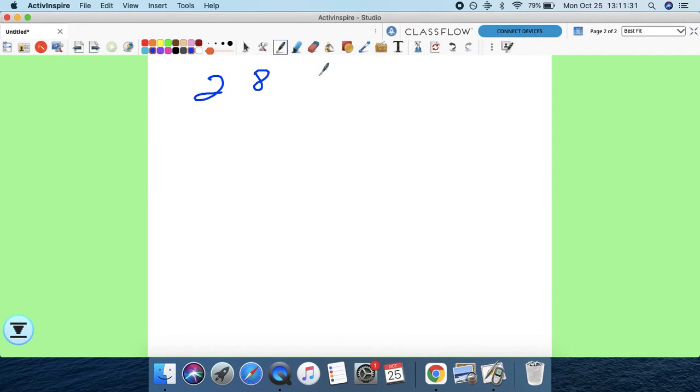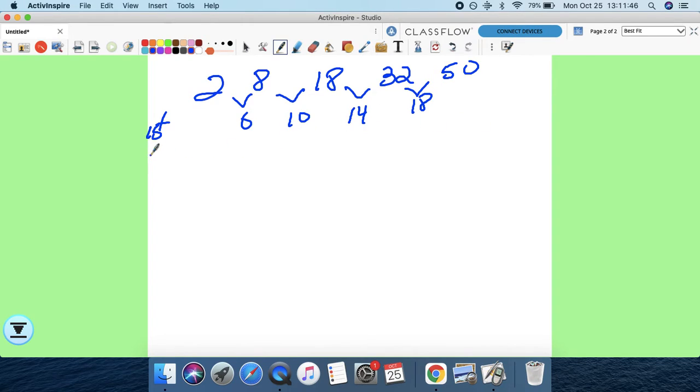2, 8, 18, 32, 50. First difference: 6, 10, 14, 18. Not linear. Take a second difference. It's a 4, it's a 4, it's a 4. Good. So now we stop there. We know it's a quadratic.